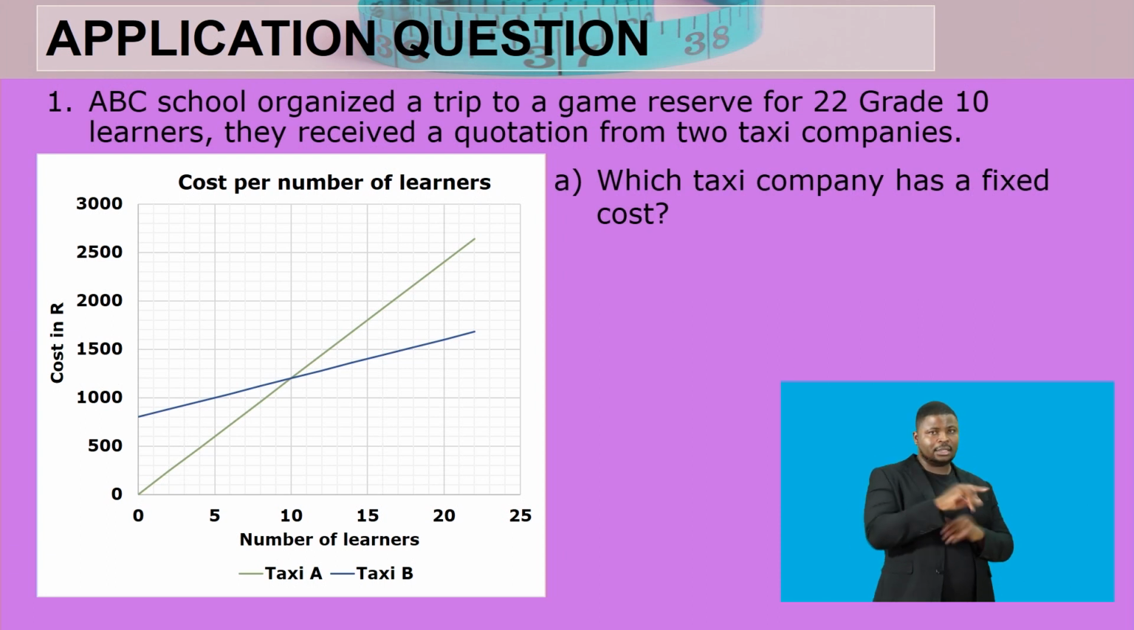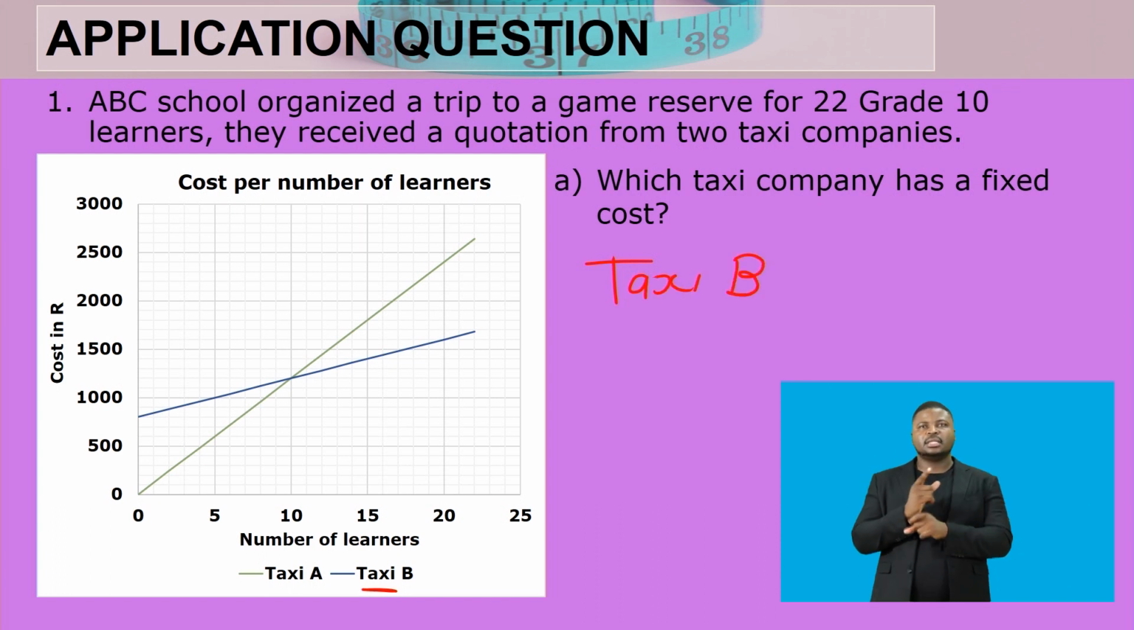A says, which company has a fixed cost? We look at our graphs. A company with a fixed cost will be a graph that does not start from the origin. So which graph doesn't start from the origin is the blue one. So the blue graph is taxi B. So taxi B is the one that has a fixed cost.